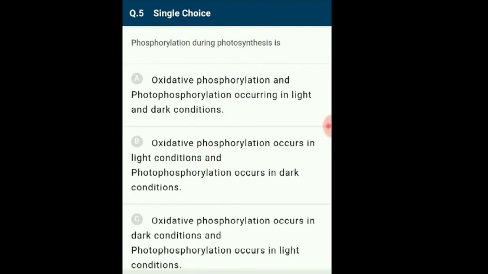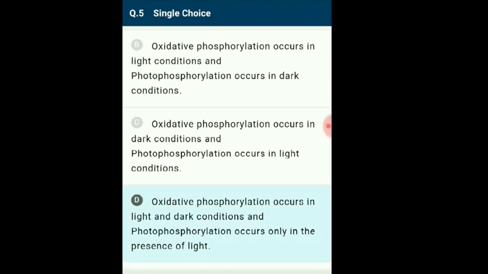Question number 5. Phosphorylation during photosynthesis is: in oxidative phosphorylation, the reduction of O2 to H2O with electrons donated by NADH2 and FADH2 takes place. This process occurs equally in light or dark conditions. In photophosphorylation, the oxidation of H2O to O2 with NADP plus as an electron acceptor is observed. This process is light dependent. So the answer for this question is option D. Oxidative phosphorylation occurs in light and dark conditions, and photophosphorylation occurs only in the presence of light. So the answer for this question is option D.